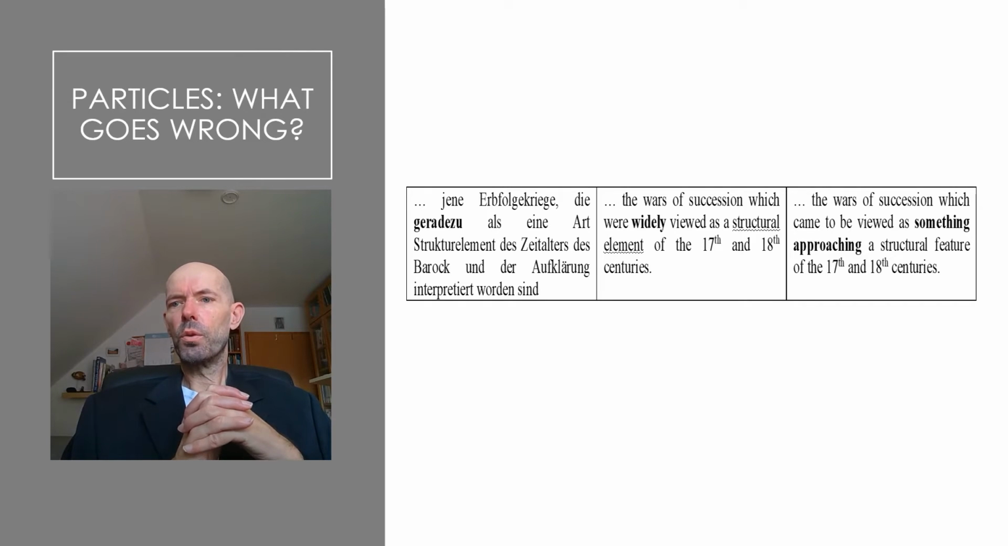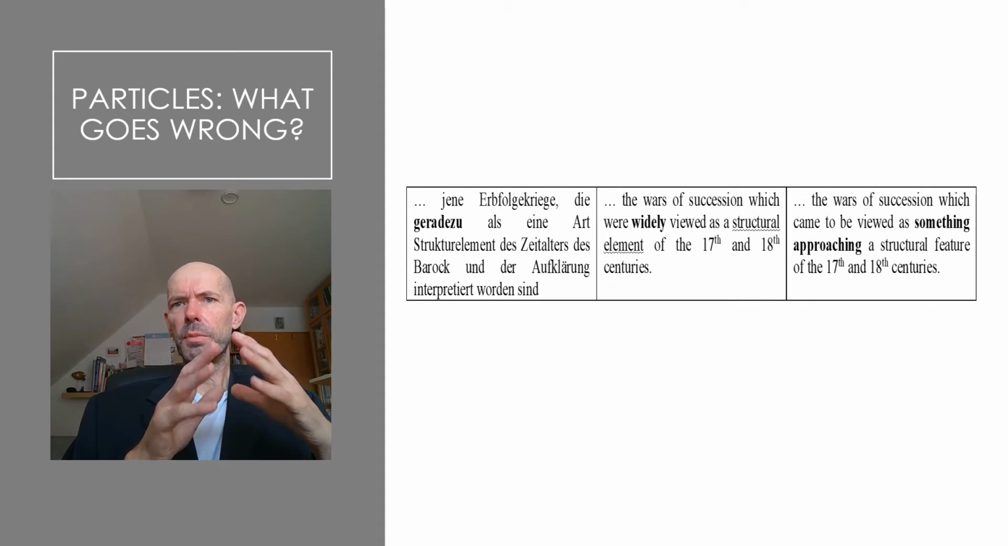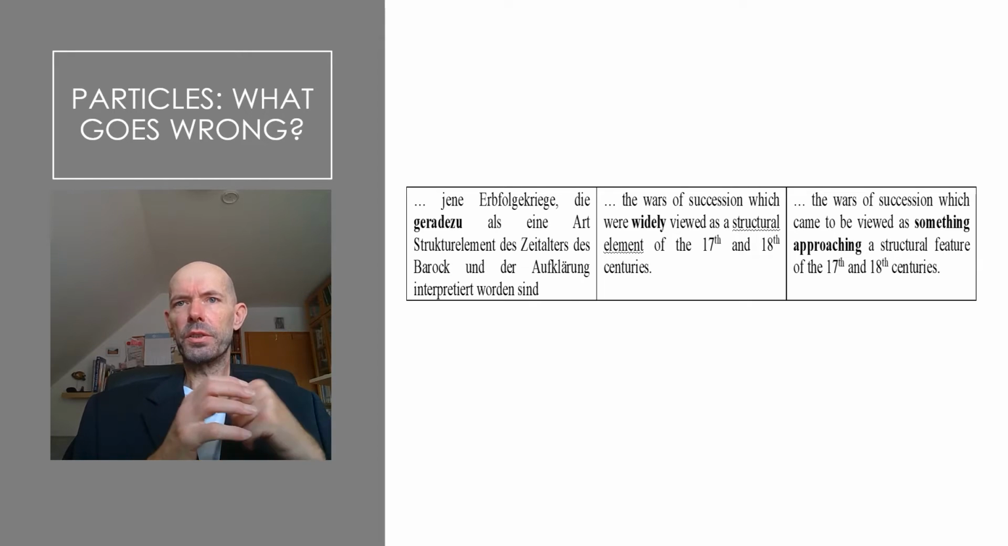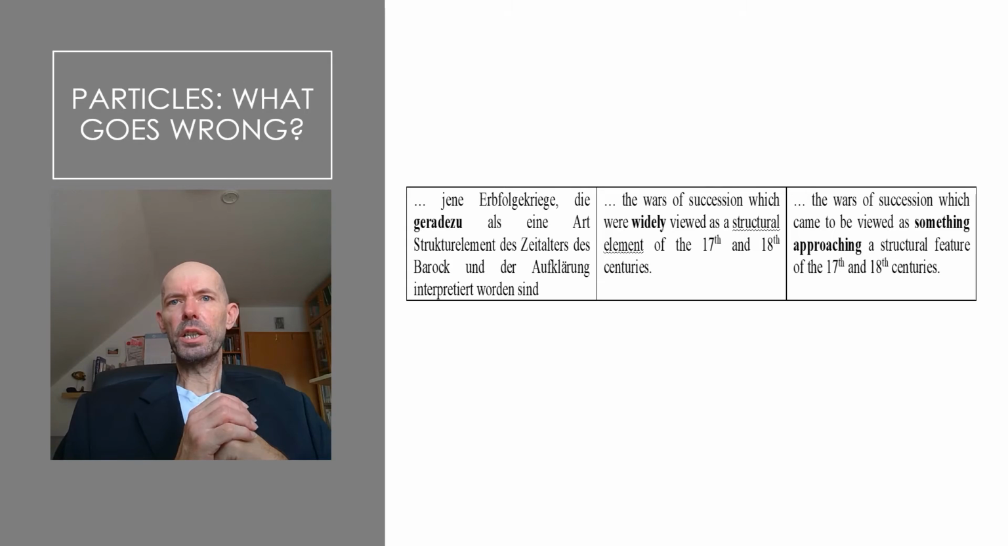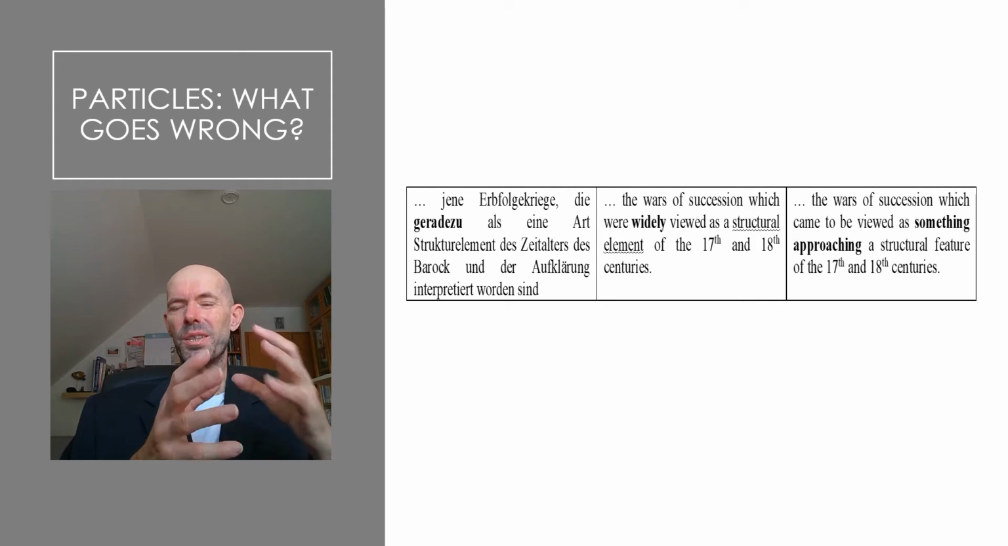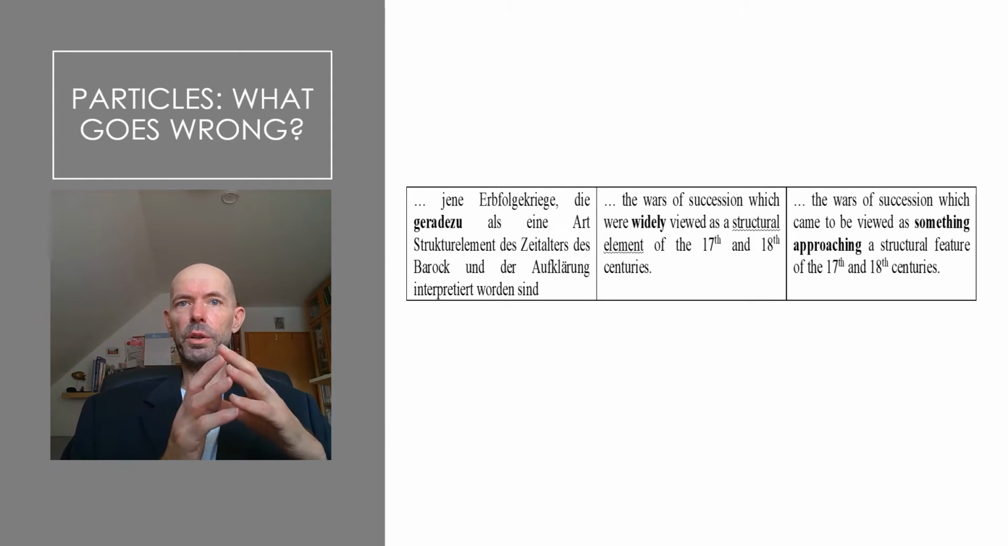My suggestion: the Wars of Succession, which came to be viewed as something approaching a structural feature of the 17th and 18th centuries. Now, geradezu is not used to make claims about the real world, such as how widely something was applied. Rather, it legitimates the use of a word that might otherwise seem inappropriate. So we will need to find English equivalents that serve the same metalinguistic function, and a phrase that springs to mind is something like, or more formally, something approaching.